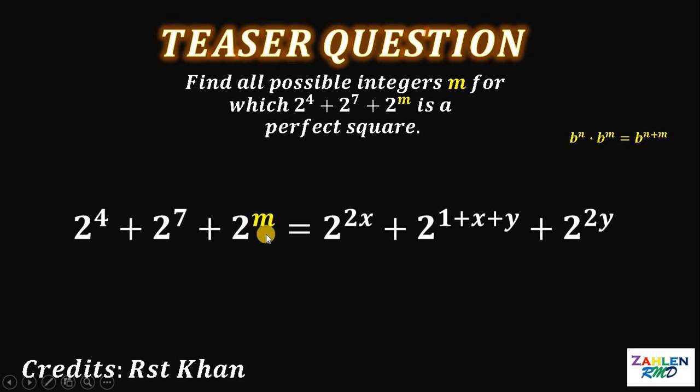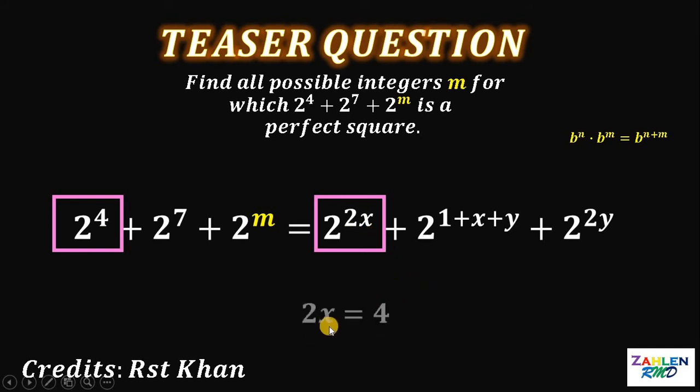And we know that m is an integer, and x and y are both integers. So let's compare these 2 terms, 2 raised to the 4th power and 2^(2x). Here, we can say that 2x equals 4. Now, divide both sides by 2, and we get that x must be equal to 2.